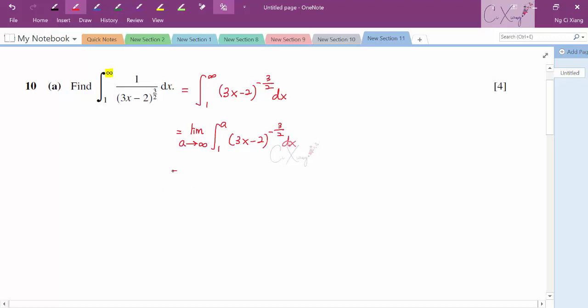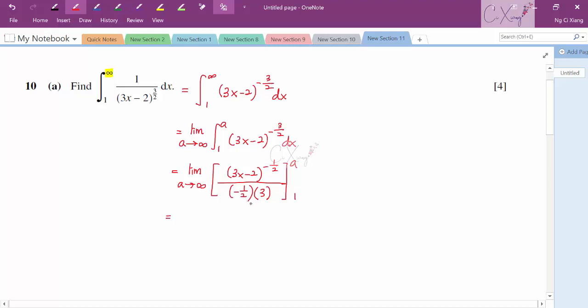So if I integrate it in the normal way that we learned before, for a bracket with a power, I need to add 1 to the power, where it will become negative 1 over 2. Therefore, I need to divide by negative 1 over 2. After that, I need to differentiate the 3x minus 2 inside the bracket. Differentiating 3x minus 2, you get a 3, so you need to divide by 3 as well. And the limits here will be a and 1.